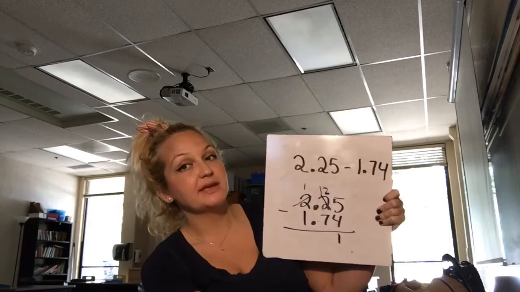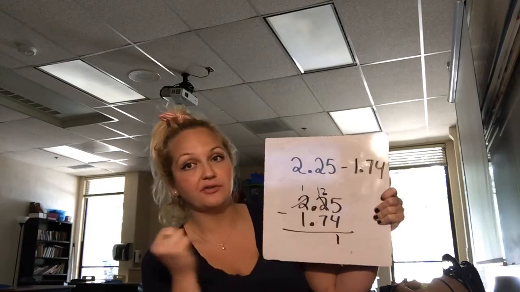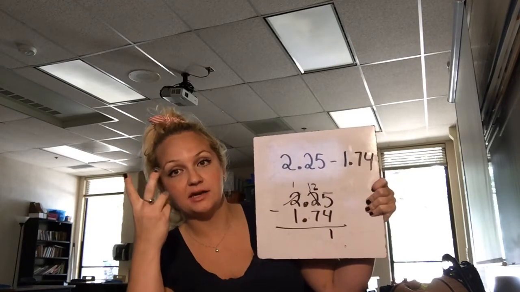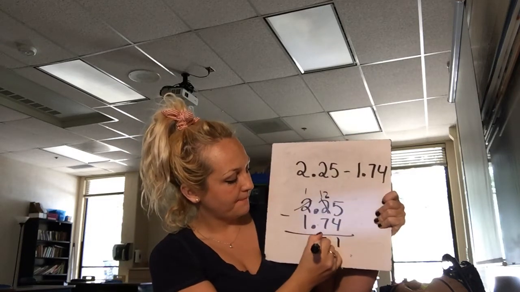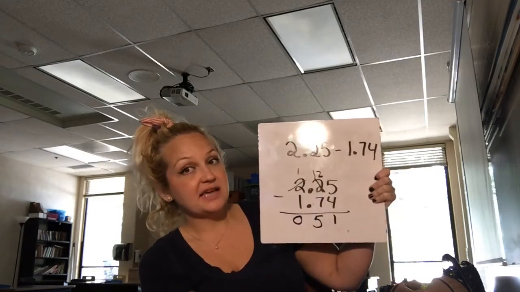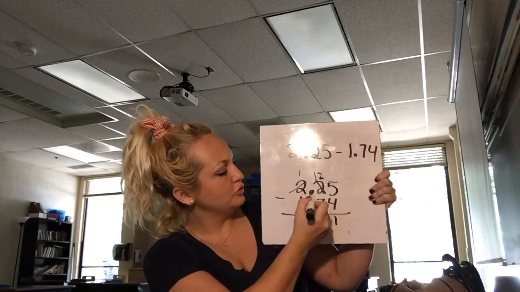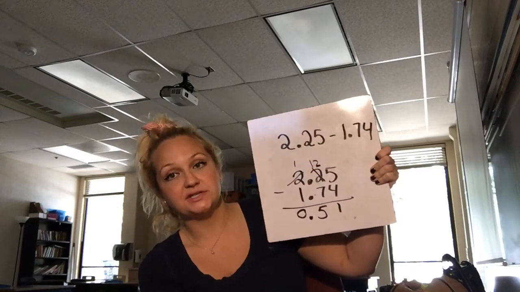12 minus 7. Something you can do is count up. So go from 7 to 12. 7, 8, 9, 10, 11, 12. 5 is the difference. 1 minus 1 is 0. And the last step is you drop your decimal bomb. Doop, doop. 51 cents is your difference, okay?